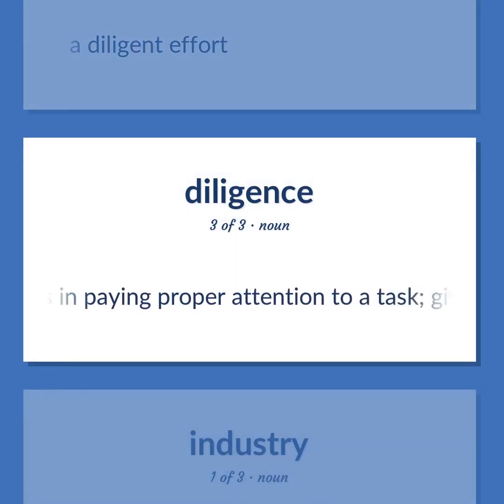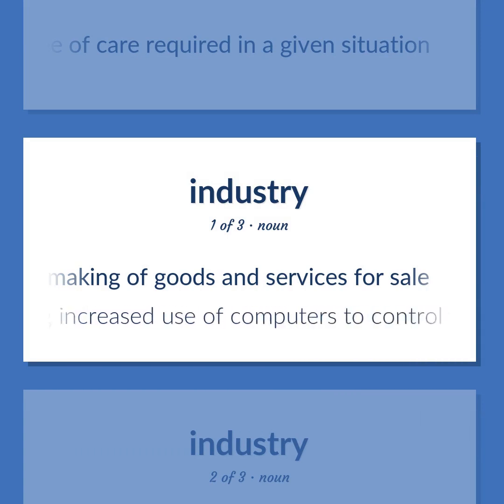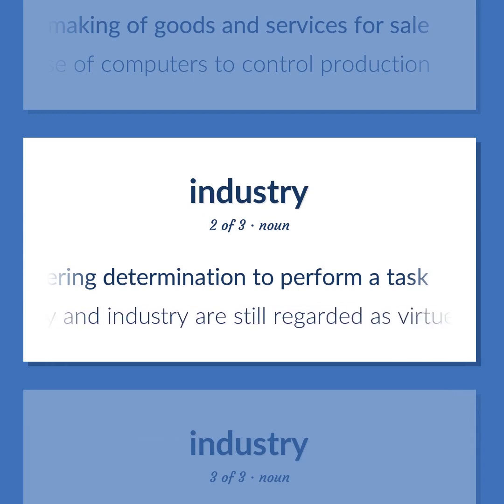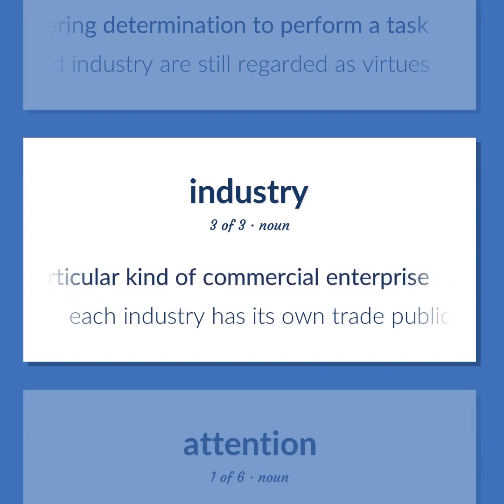Conscientiousness in paying proper attention to a task. Giving the degree of care required in a given situation. The organized action of making of goods and services for sale. American industry is making increased use of computers to control production. Persevering determination to perform a task. Frugality and industry are still regarded as virtues. The people or companies engaged in a particular kind of commercial enterprise. Each industry has its own trade publications.